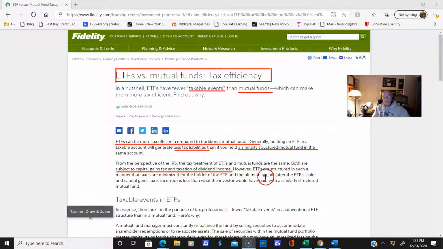However, ETFs are structured in such a manner that taxes are minimized for the holder of the ETF, and the ultimate tax bill after the ETF is sold and capital gains taxes incurred is less than what the investor would have paid with a similarly structured mutual fund. Okay, and we should find out why on that.